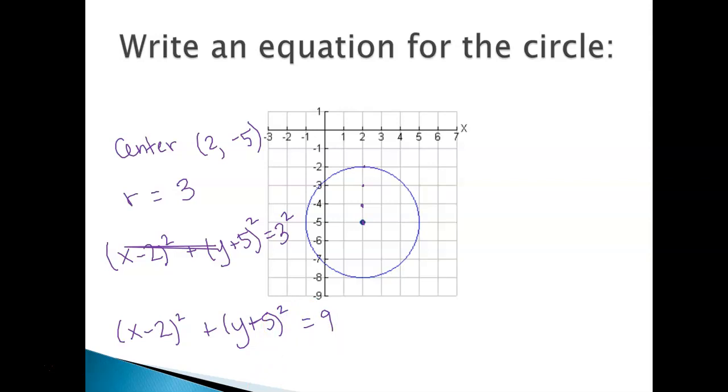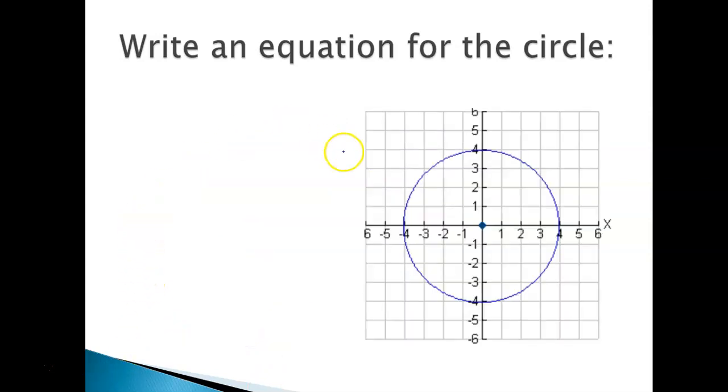Let's try another example. This one is centered at 0, 0, which means I won't have the minus h and minus k. In fact, I haven't even made the parentheses. It would just be x squared plus y squared equals our radius squared. And our radius is 1, 2, 3, our radius is 4. So x squared plus y squared equals 16.